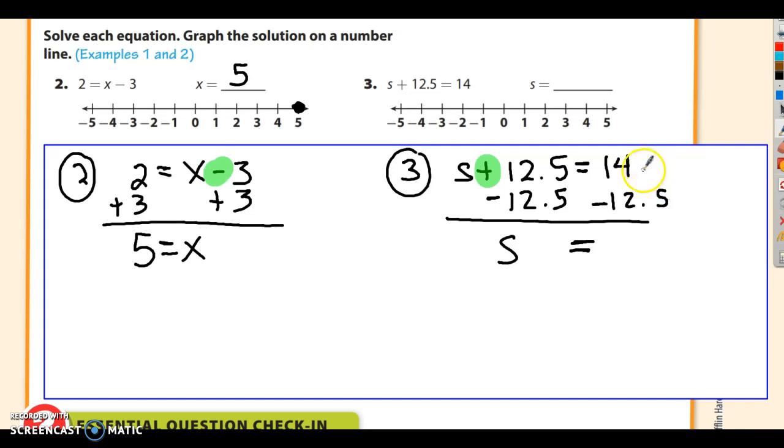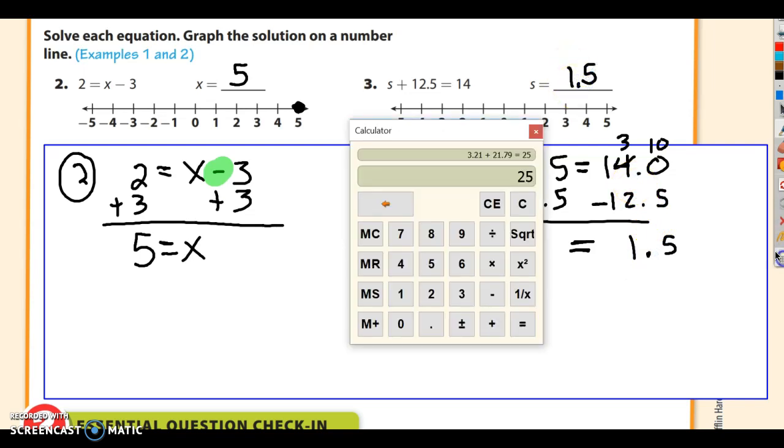And it's hard to subtract 14 unless I make it a decimal. Now it's easy. 0 minus 5, I borrow, making it 10 minus 5. 10 minus 5 is 5. And 13, or 3 minus 2 is 1. The answer is 1.5. S is equal to 1.5.